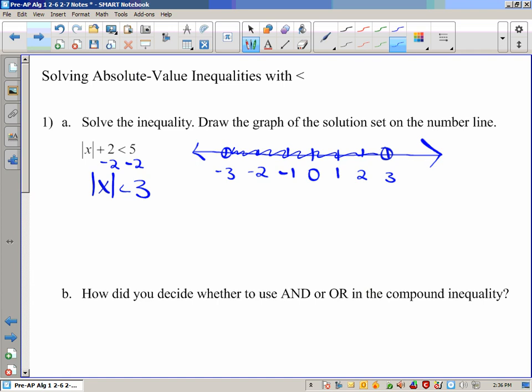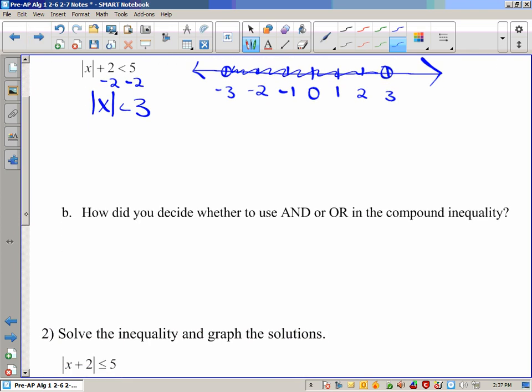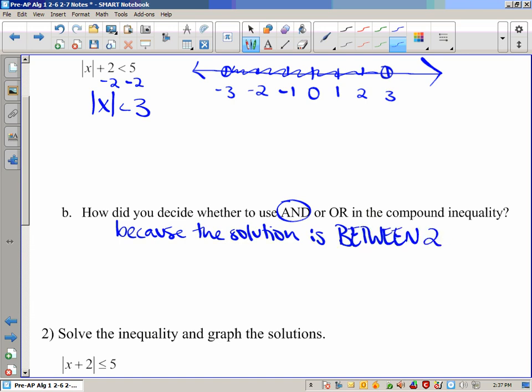So that's what it would look like, and doing it this way, graphing it on the number line, will help you figure out what type of compound inequality it is. When we have a number line where we're shading in between or drawing in between two values, that is and. So it's and, because the solution is between two values.